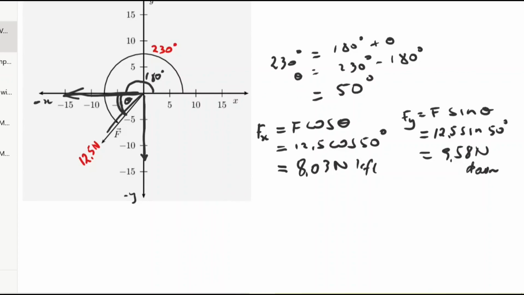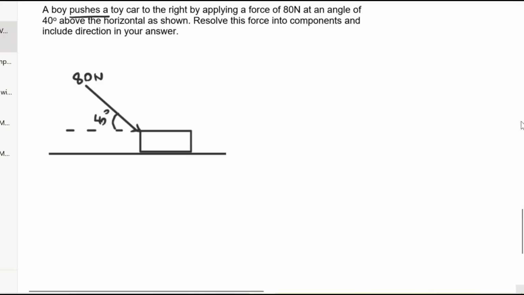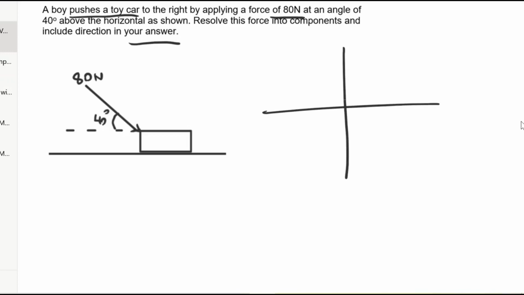Okay. Here's another example. A boy pushes a toy car to the right by applying a force of 80 Newton at an angle of 40 degrees above the horizontal, as shown. Resolve this force into components and include direction in your answer. Here, the Cartesian plane is not given, so we draw a small Cartesian plane. In which direction is this force, this one here, acting? The force is acting in the fourth quadrant, so we include the force in the fourth quadrant.